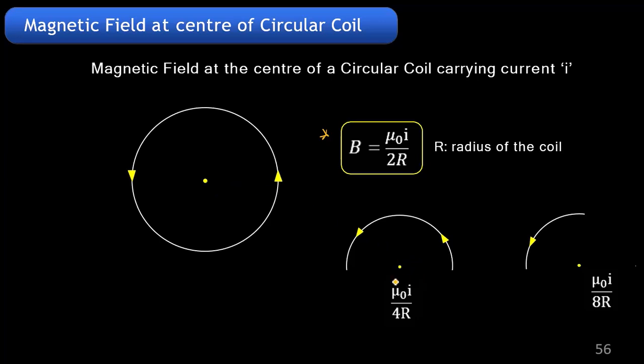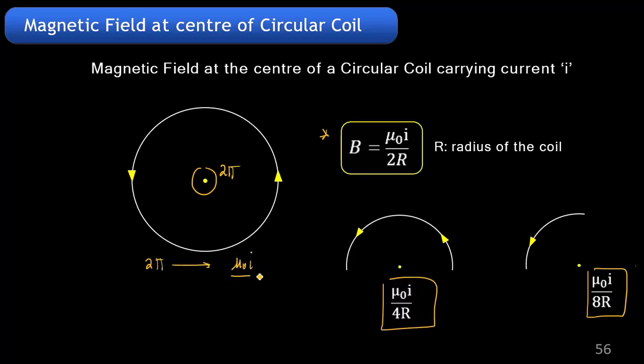So for the half loop it should be mu naught I by 4r, for a quarter loop it should be mu naught I by 8r. So for any angle alpha I can calculate that also. For the total angle 2 pi, I am getting the value of B equal to mu naught I by 2r. If I say the loop has an angle of alpha, that should be equal to mu naught I by 2r into alpha by 2 pi. Mind you that alpha has to be taken in radians.